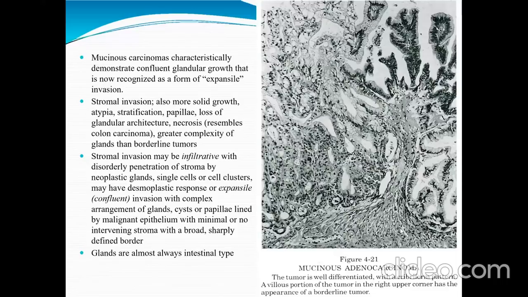As we can see in this photo here, that mucinous adenocarcinoma is a well differentiated tumor, and in this instance we can see that it's showing a cribriform pattern. And on the top left or top right part of this picture, we can see a villous portion of the tumor, which looks like a borderline tumor.